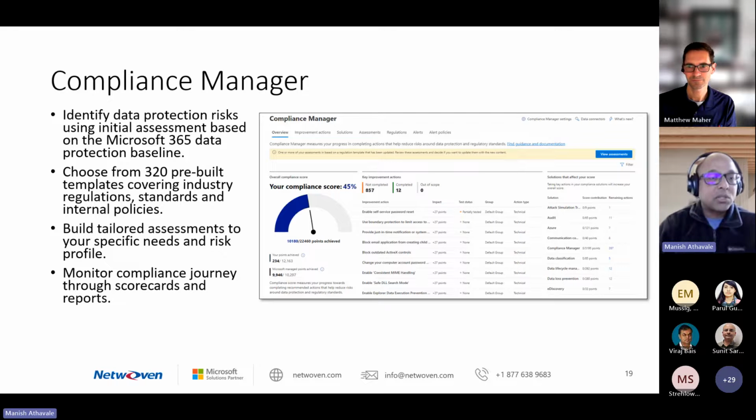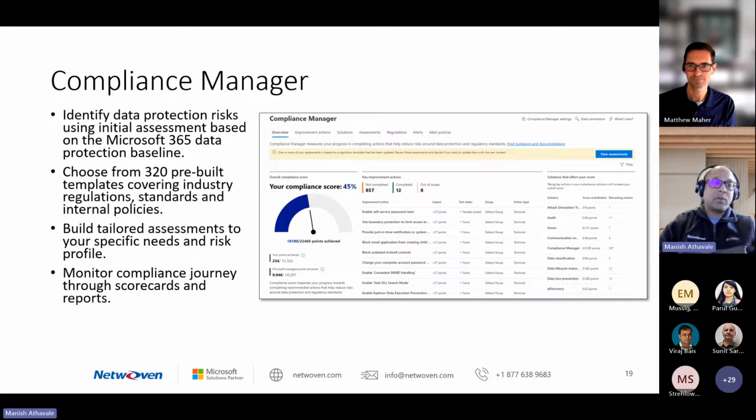Compliance Manager. This is a tool that is available as part of all licenses of Microsoft 365, Office 365. You can use it within the Purview portal, compliance portal. Essentially, what Compliance Manager gives you is it identifies data protection risks using the out of the box Microsoft data protection baseline assessment. That covers a lot of things.